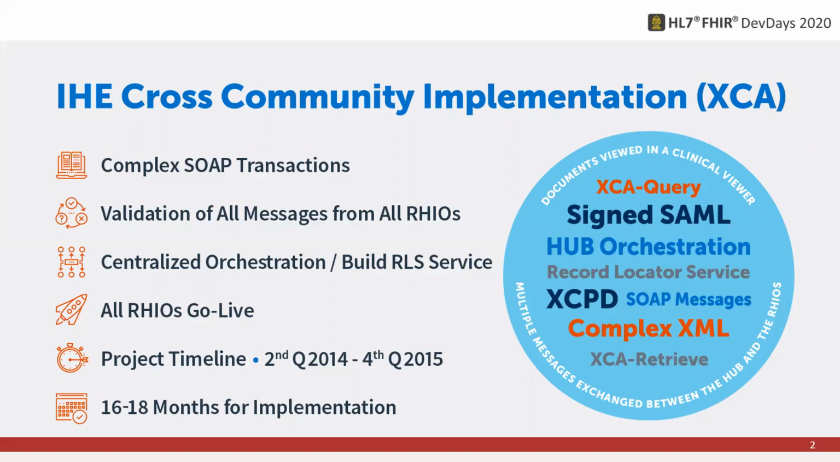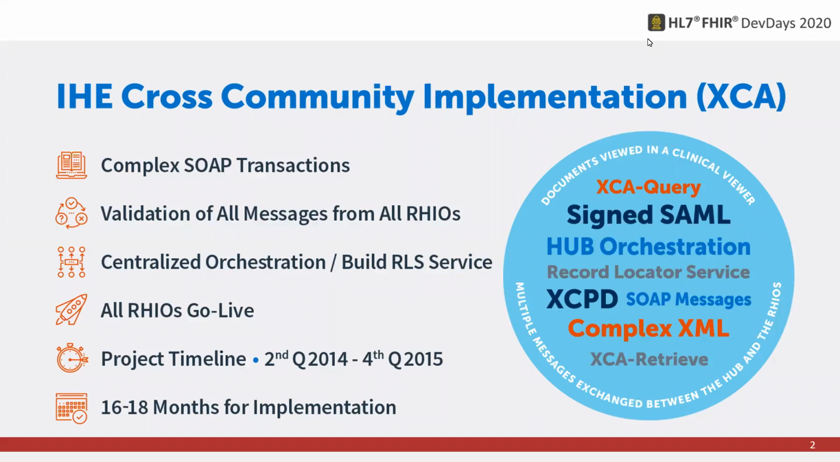XCA uses 3 different SOAP transactions to retrieve a document: patient discovery, the XCPD, then the XCA query to get the repository ID and the document ID, and then the XCA retrieve to retrieve the on-demand document. Also included with all these transactions is the signed SAML for audit, and obviously security for transaction transmission.